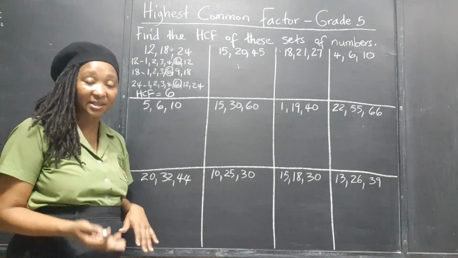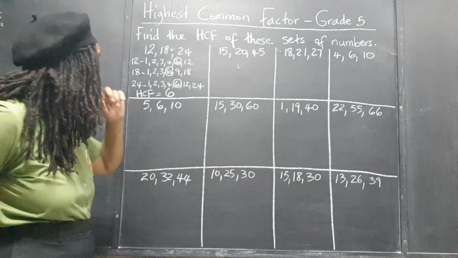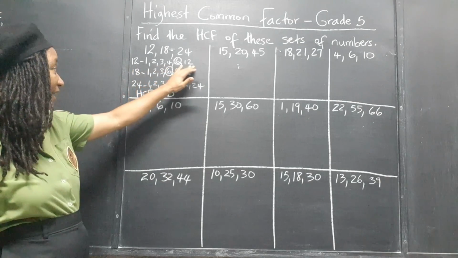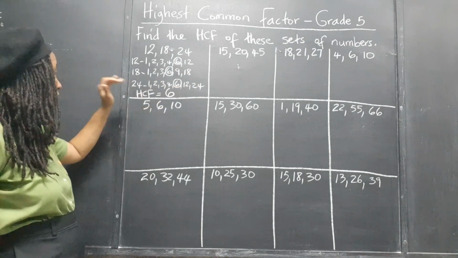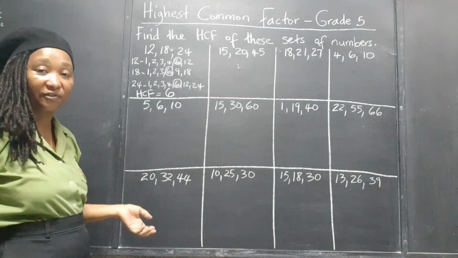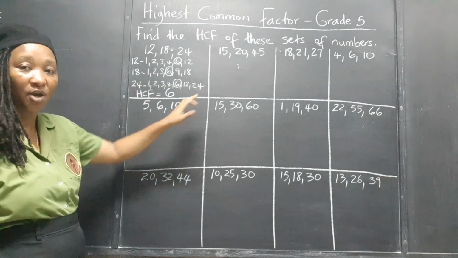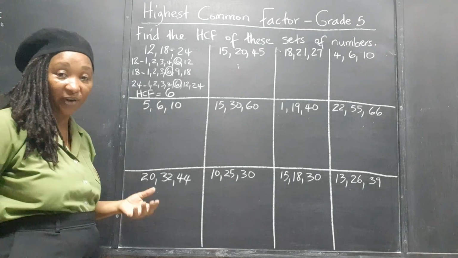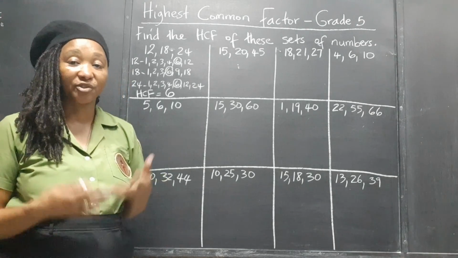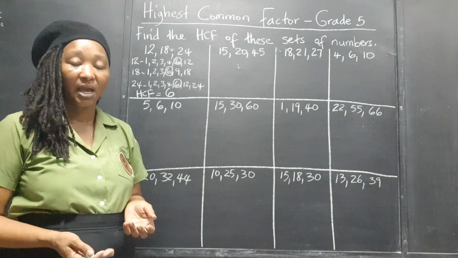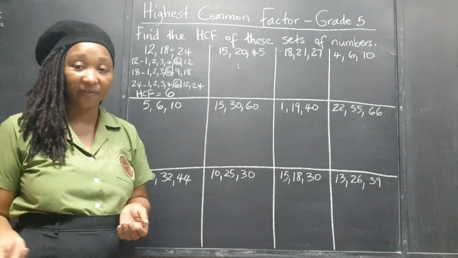So remember, a factor is a number that can divide equally into another. So we're listing all the numbers that can divide into 12, all the numbers that can divide into 18, all the numbers that can divide into 24, starting with 1 and ending with the number itself. Remember, when you're listing the factors of a number, always start with 1, because 1 is a factor of every number, and end with that number because each number is a factor of itself.